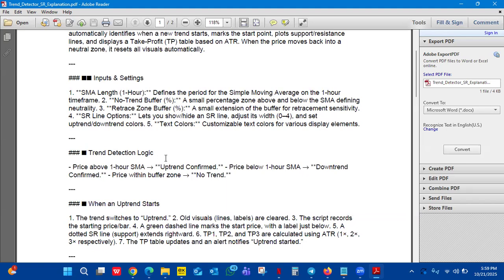The trend detection logic is: if price is above the 1 hour SMA, it signals an uptrend confirmation. Price below the 1 hour SMA signals a downtrend confirmation. Price within the buffer zone means no trend.